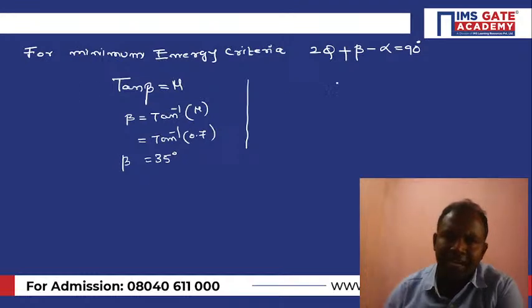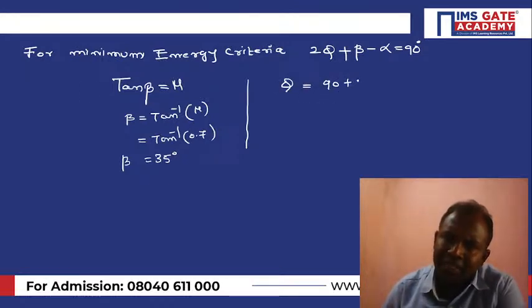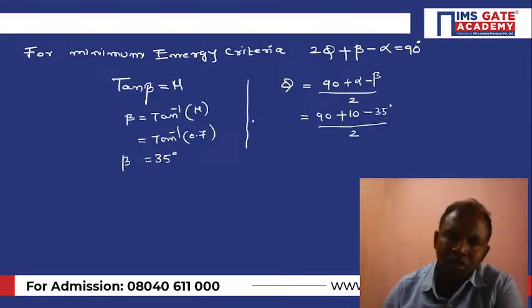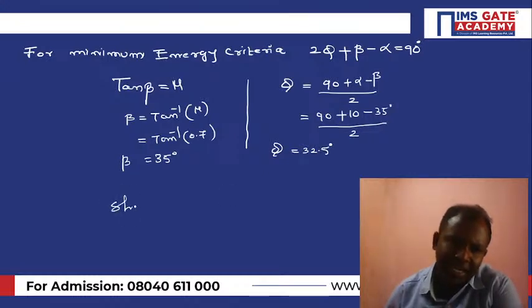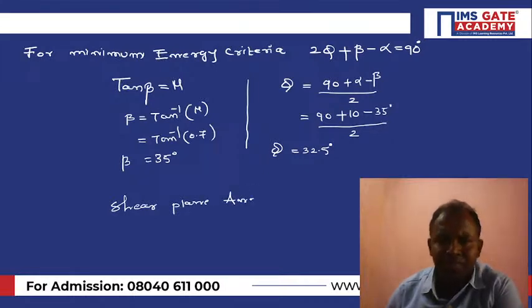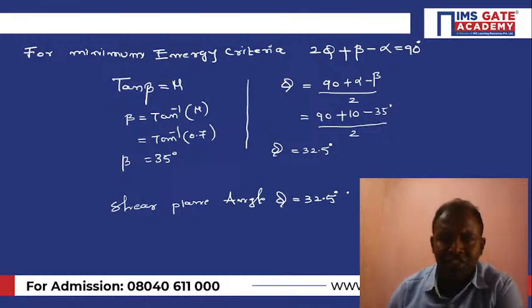You know beta, you know alpha, so find the shear plane angle. Phi is equal to 90 plus alpha minus beta, divided by 2, such that 90 plus 10 minus 35 degrees, divided by 2, so phi is equal to 32.5 degrees. That means phi, the shear plane angle, is equal to 32.5 degrees, guys. All right.